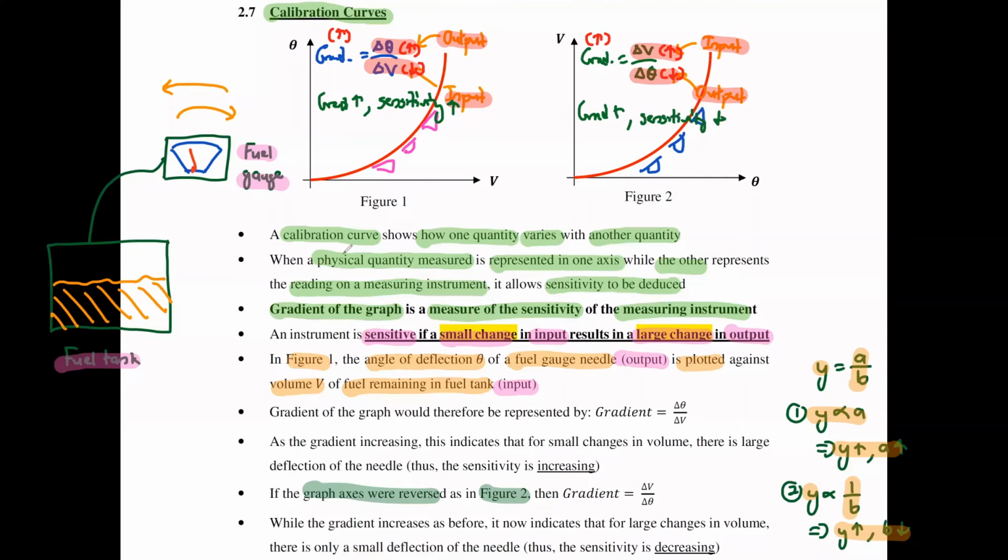Bear in mind right now, although the graph shape is the same, they're telling us different things for the sensitivity. Figure 1 says that the sensitivity is increasing, whereas figure 2 tells us that the sensitivity is decreasing. It will really depend on how the graph is given.